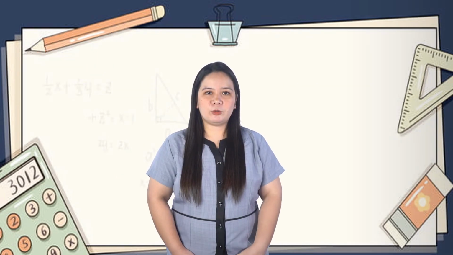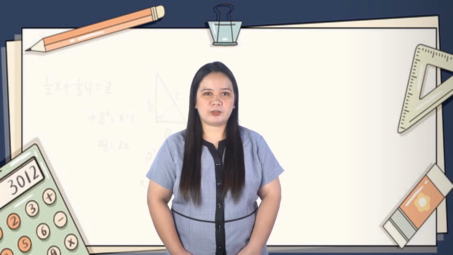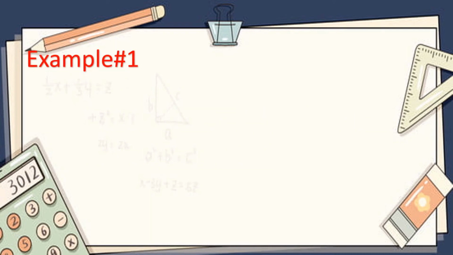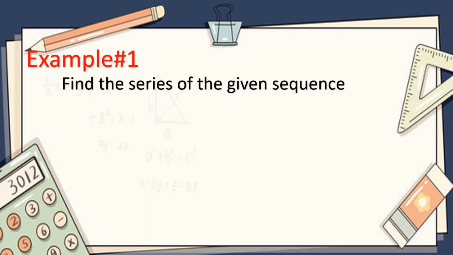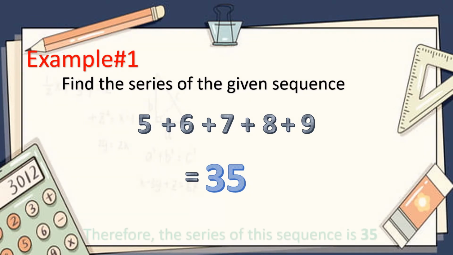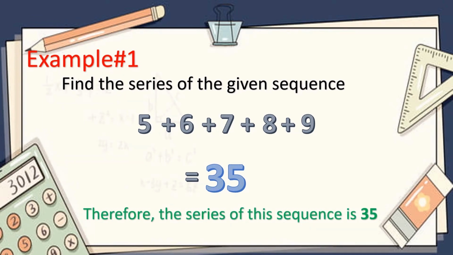The last term you will need to be familiar with in this lesson is series. Series is the sum of the terms in a sequence. For example, the given sequence is 5, 6, 7, 8, 9, and you will get the series. Just get the sum of all the terms in this sequence. So, 5 plus 6 plus 7 plus 8 plus 9, which is equal to 35. Therefore, the series of this sequence, 5, 6, 7, 8, 9, is 35.